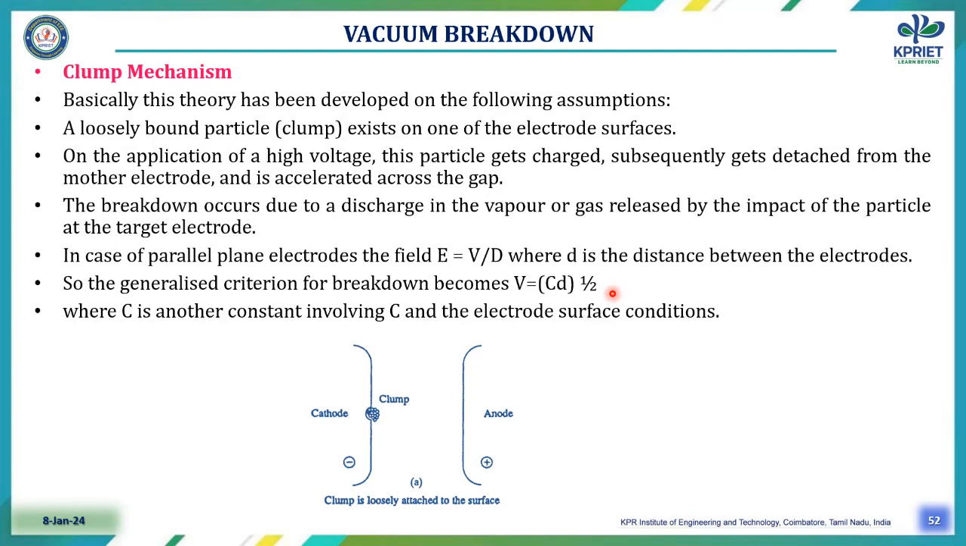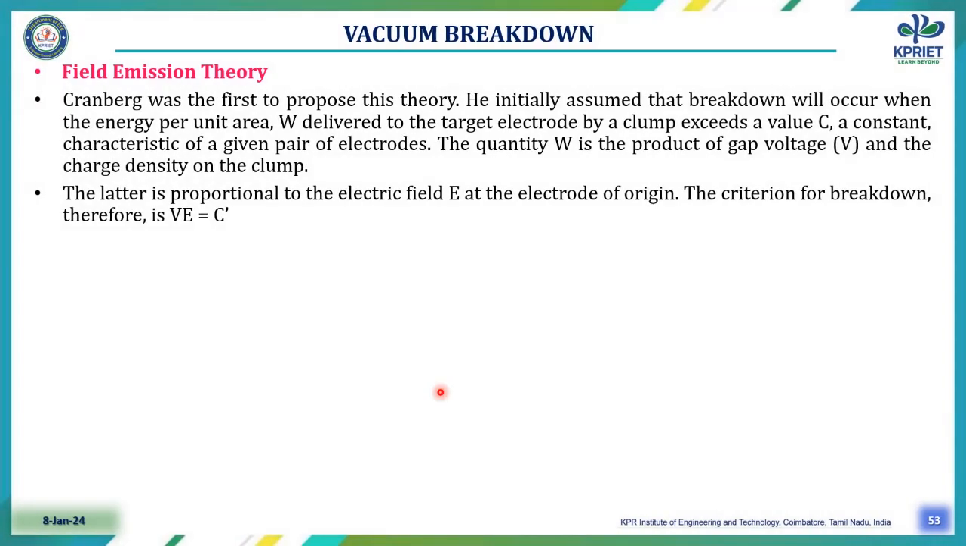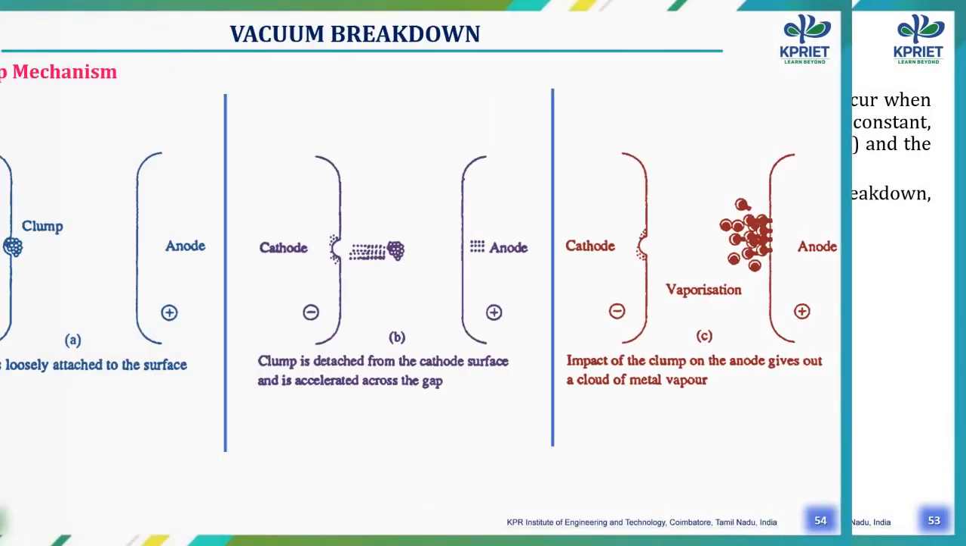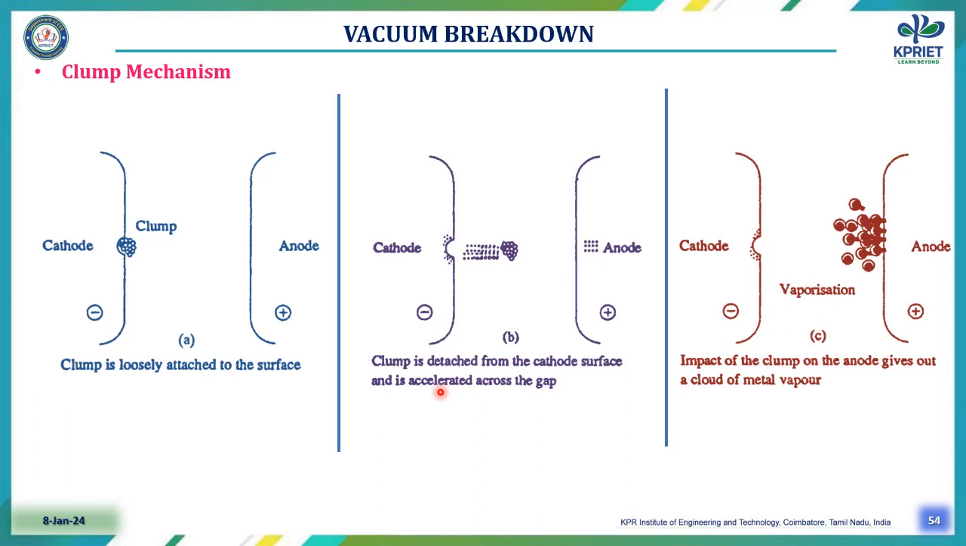The third one is the clump mechanism. It is considered that the surface of the cathode has cavities. In that area, the loosely bound clumps will be detached due to the very high voltage and will move and accelerate across the gap. The breakdown occurs due to the discharge of the vapor or gases released by the impact of particles at the target electrode. So this is actually the clump theory.